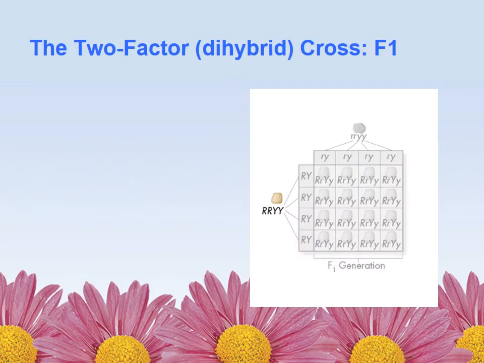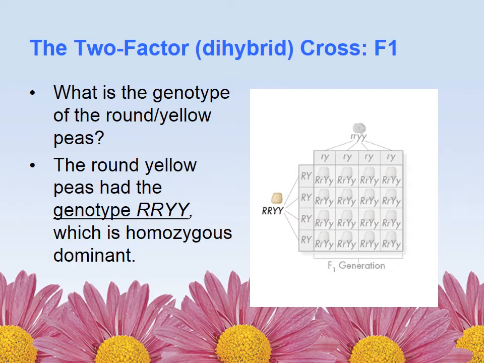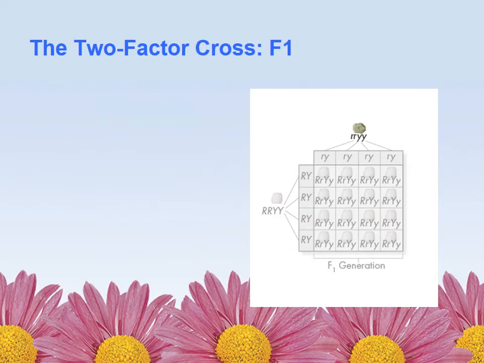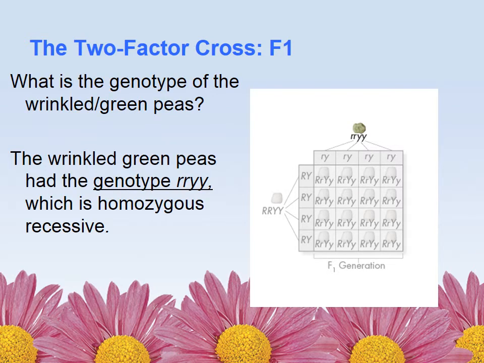So when Mendel crossed these, we need to figure out what's the genotype for the round and yellow peas. If they're true breeding, that means they are big R, big R, big Y, big Y. And then for the wrinkled and green peas, which is the recessive genotype, we're looking at little r, little r, little y, little y.